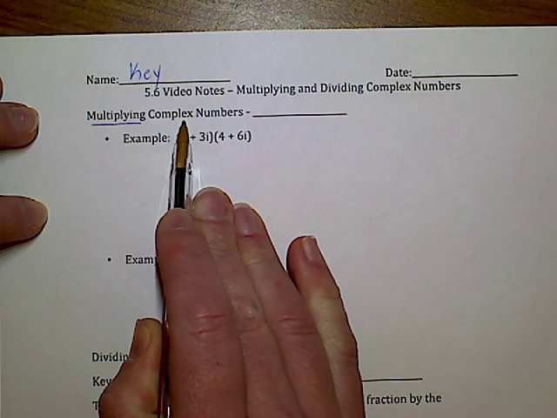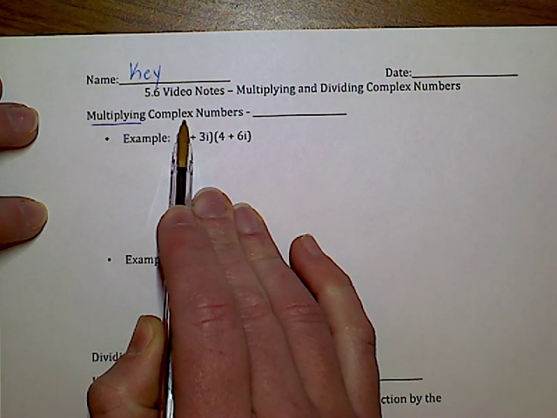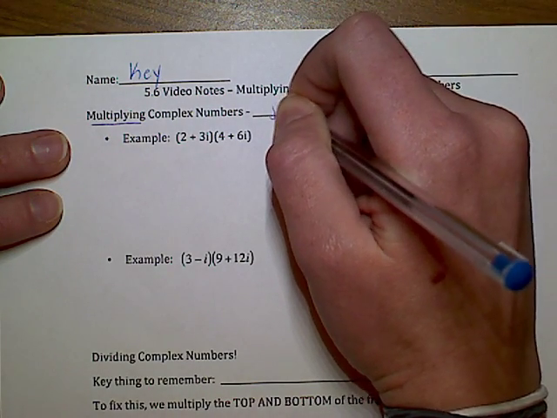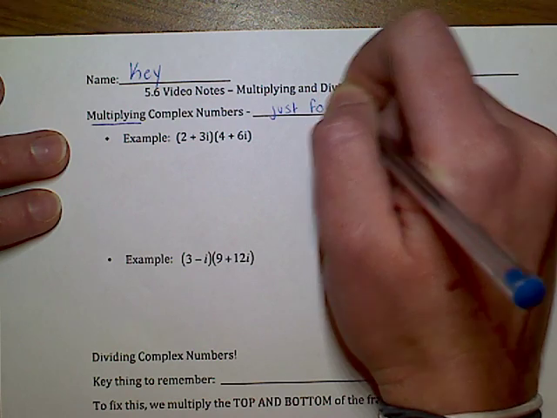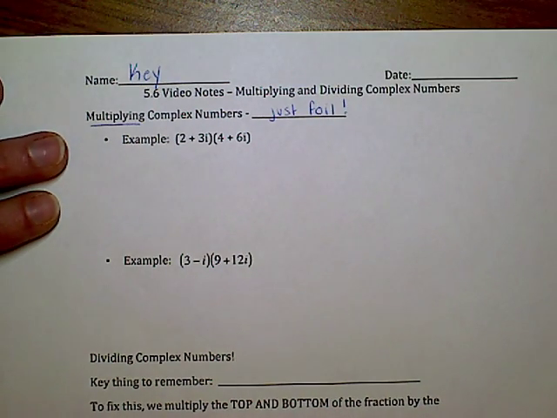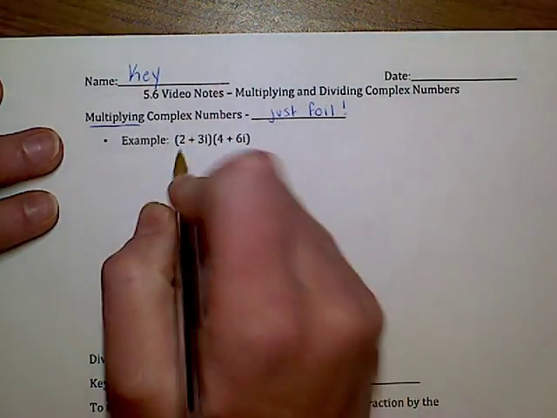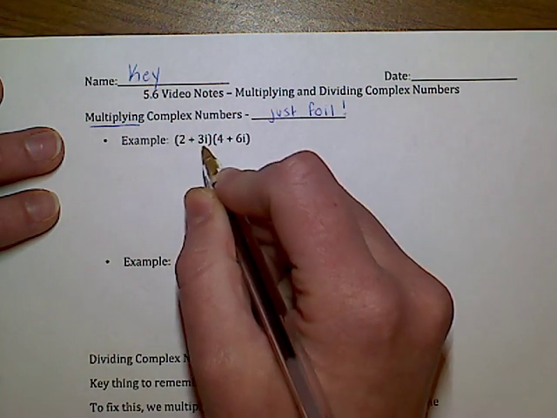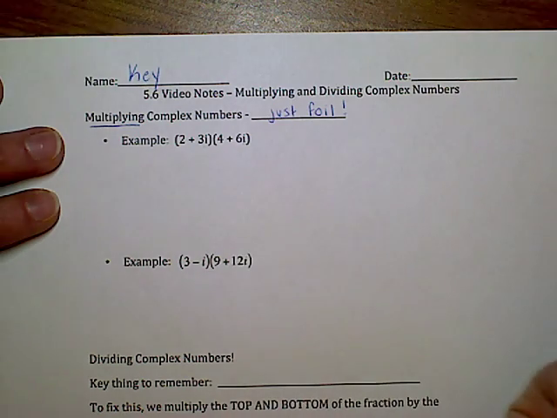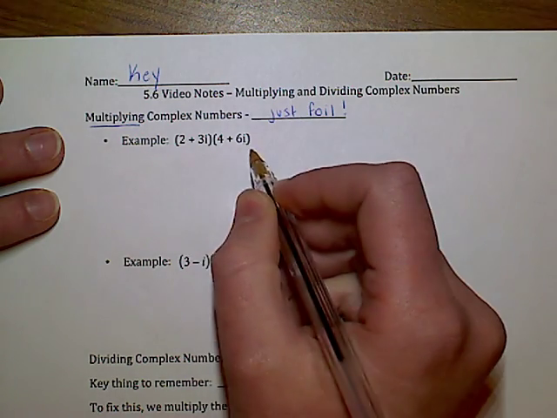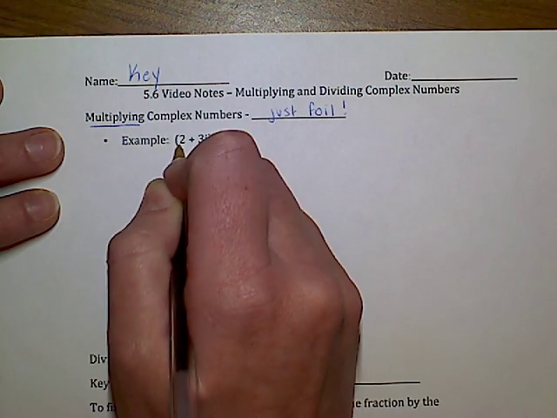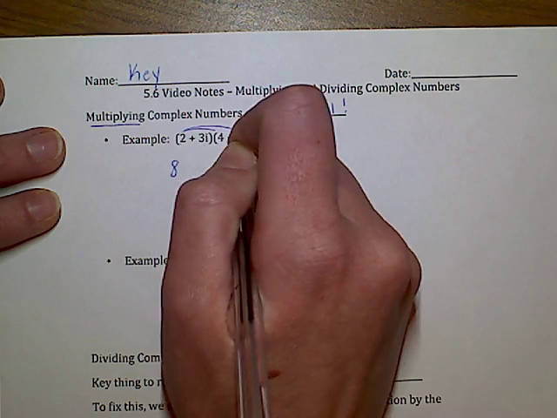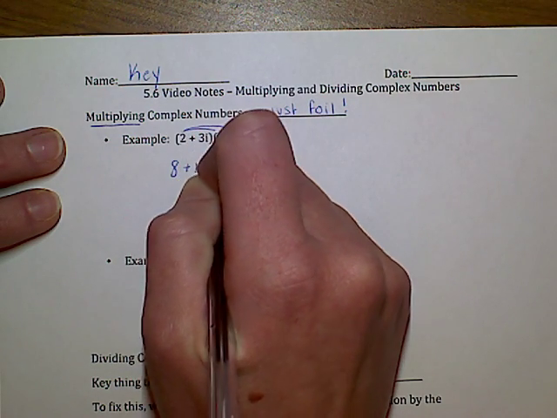So we know complex numbers have a real part and an imaginary part. And when we multiply them, really all that we have to do is just FOIL them together. So this first example, 2 plus 3i and 4 plus 6i. The i isn't technically a variable, but it acts a lot like a variable in how we approach this problem. So we're going to take 2 times 4, which is 8. 2 times 6i, which is 12i.